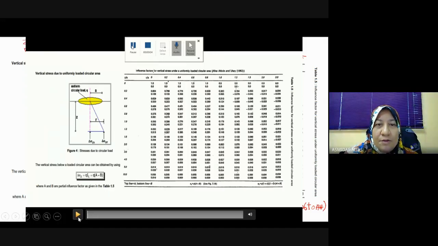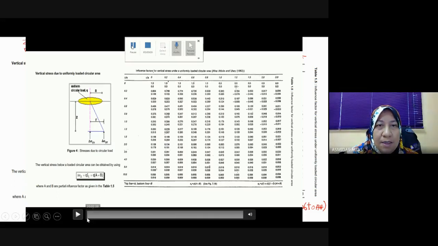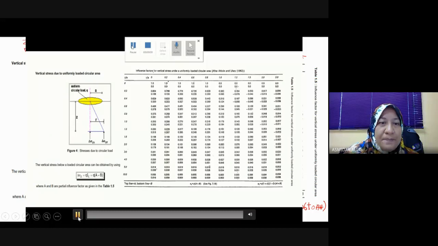Okay, boleh dengar yang tu? Boleh. Terima kasih. Kita ulang balik. So this is for circular loading. Konsep semua sama. Nanti you akan tengok lah perbezaannya cuma di chart. So kita dengar sama-sama.